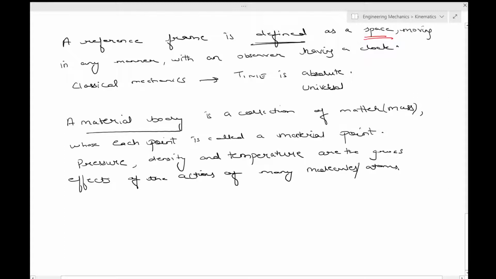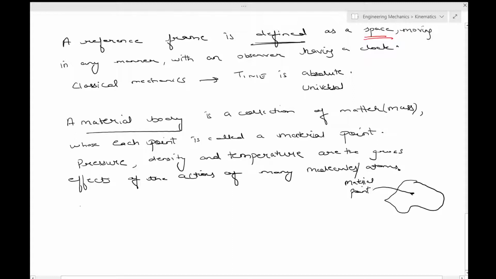Hence we do some sort of an averaging, and we want to do that using this concept called the continuum hypothesis. So let's see the motivation behind it. First of all, let's call this your material body, and each point of this is called a material point. There are many other material points, but I am referring to this one specific material point right now.